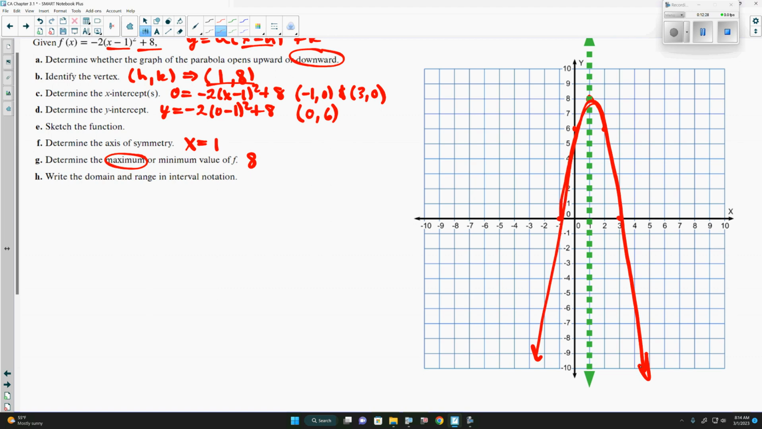And then we graph it. Sketch function. And that brings us to the last spot, domain and range.